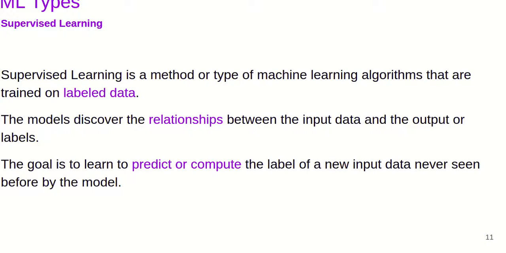Here the models try to discover the relationships between the input data and the output, and the output here can be the labels. The final goal is not just discovering the relationship, but using it to predict or compute the labels when we don't have them. So we discover how the data works, what the patterns inside the data are, and the relationship between the labels and the data, and this will allow us to predict when we don't have the labels.